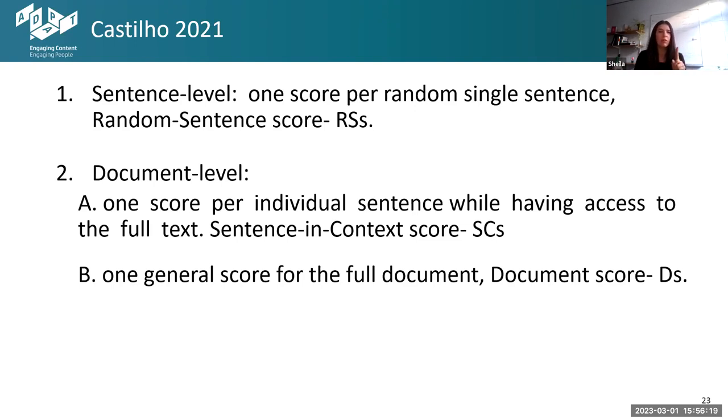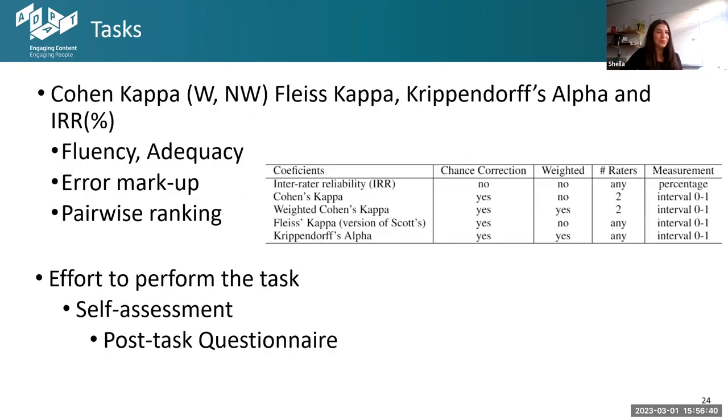So you give one score for each sentence, but you have the full text. And then again, I ask them to give one general score for the full document. I'm calling that the document score. So I have random single sentence, sentence in context, and document. Then things start to get very interesting.